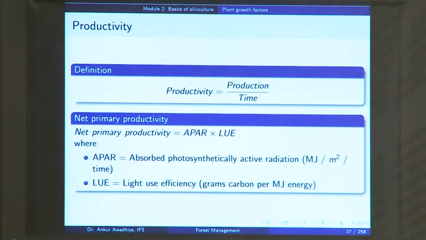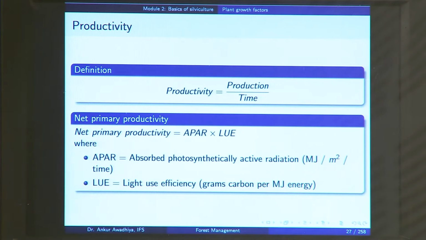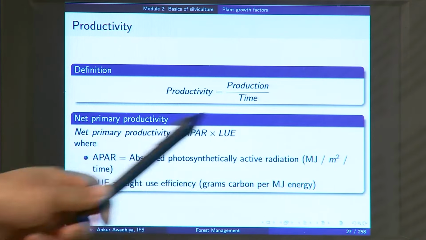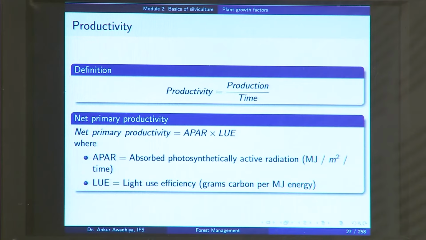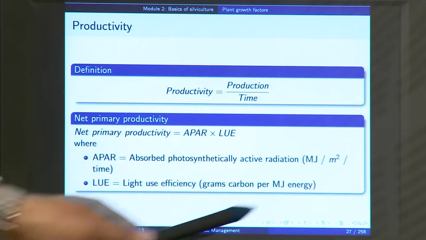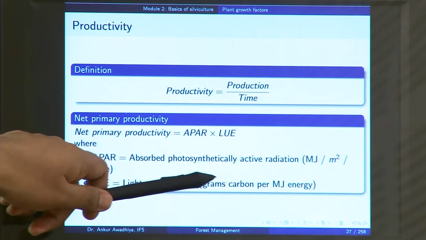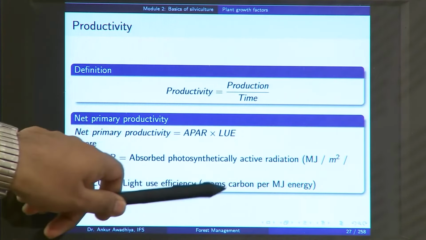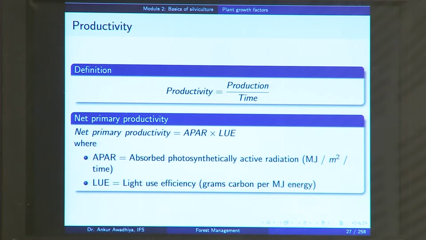So, net primary productivity is equal to APAR into light use efficiency. Now, APAR is represented as megajoules per square meter per unit time. So, this is the amount of energy that is being absorbed per square meter per unit of time. And light use efficiency is given as grams of carbon that is fixed per megajoule of energy that the plant is getting.